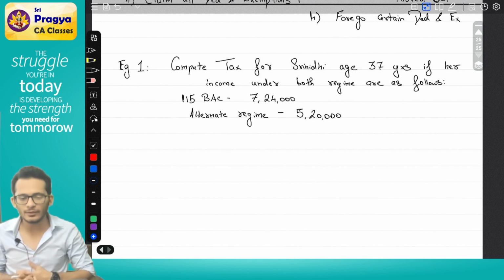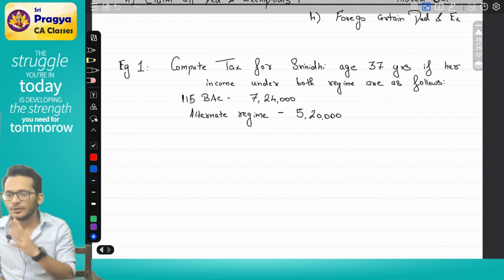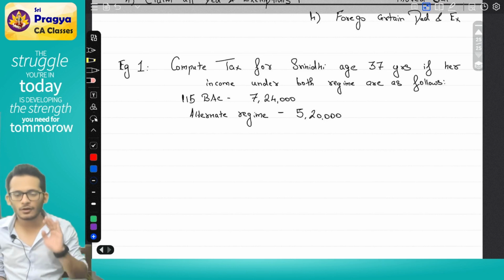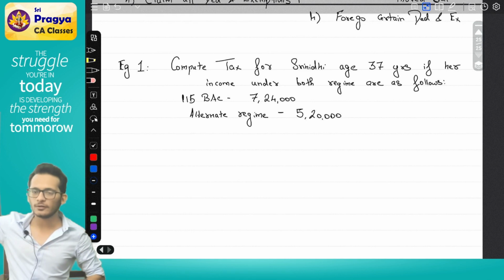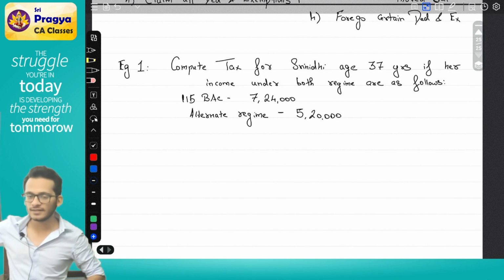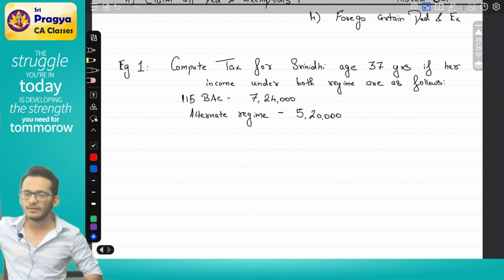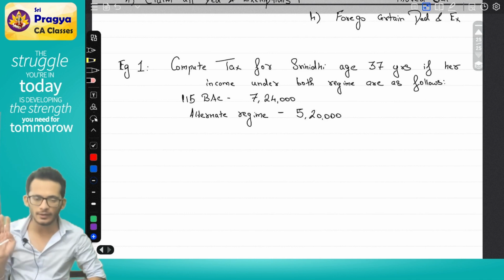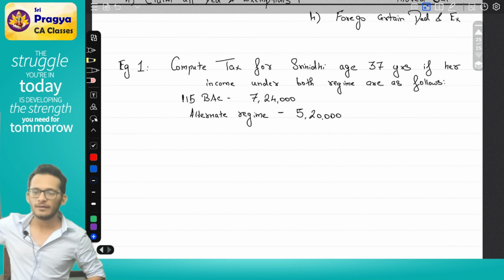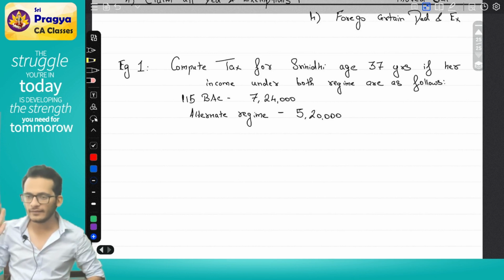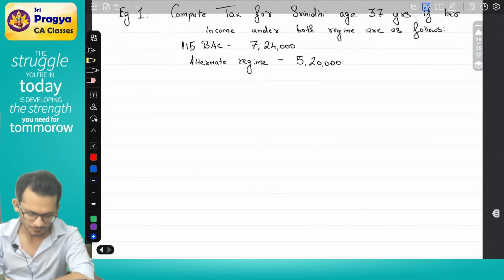There is one person, she computed her income. Because she lost some deductions, 115 BAC is showing 7,24,000, and if she claims all those deductions and exemptions, her alternate is showing 5,20,000. You need to decide whether she should opt for alternate or for 115 BAC. Can we do it? Yes, let's do it.